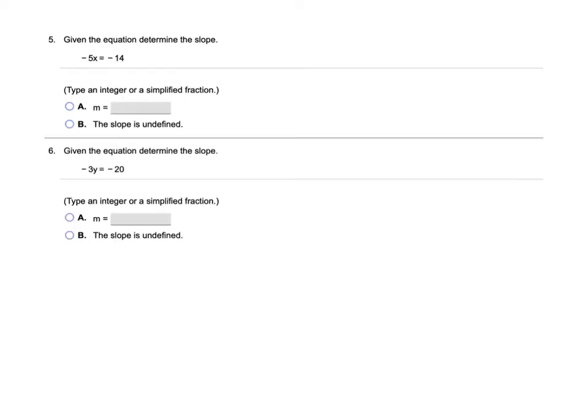Numbers 5 and 6, I put these together because these are examples of vertical and horizontal lines. Now remember, if you have a line that has an x and a y in it, you know that line is sloping, either up or down. But when you have only an x or only a y, you know it's either vertical or horizontal.